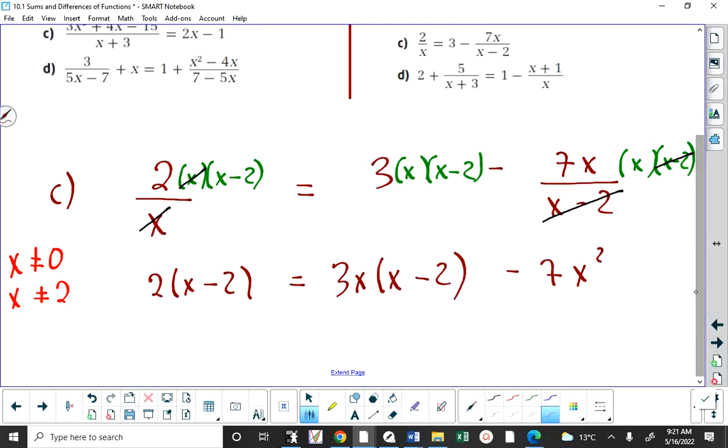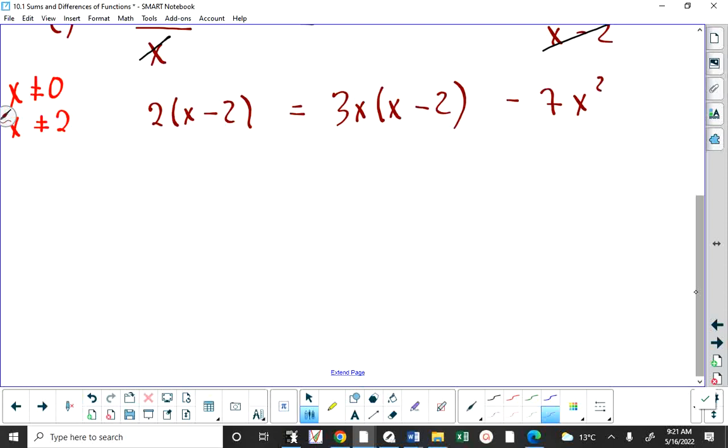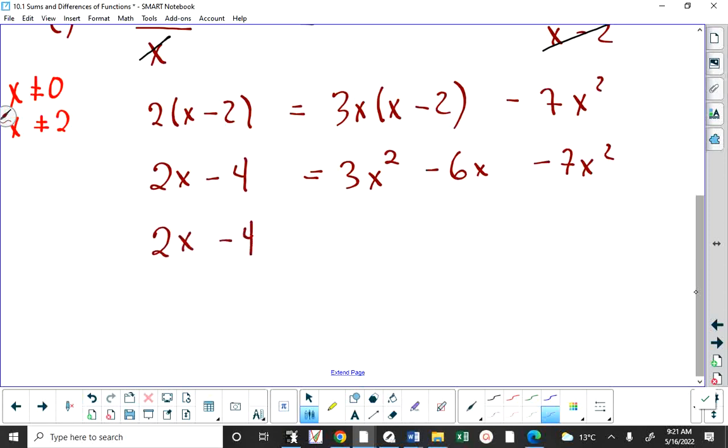So I'm going to expand this out and have 2x minus 4 is equal to 3x times x is 3x squared, 3x times negative 2 is negative 6x, and then we have negative 7x squared. We're okay with that step? Okay. I'm going to simplify the x squareds. If I were working on my own, I might simplify it and move it over at the same time, but you know by watching me do math and by doing math yourself that it's so easy to make a mistake, right? If you try to cut corners.